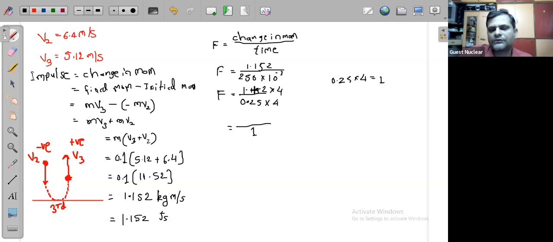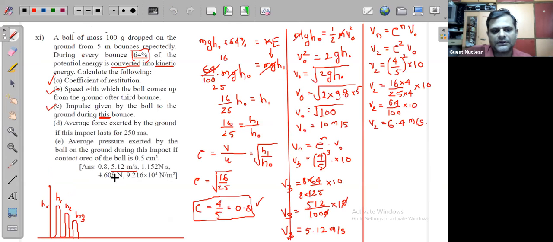And in the numerator, we have to multiply this 1.152 with 4. So 4 2s are 8, 4 5s are 20, 2 carry, 4 1s are 4, 2 is 6, and here it will be 4 only. So finally, the force is going to be 4.608, and that is going to be in Newton. So we have got this force, which is the answer of this fourth question here. Okay, let us go to the next.